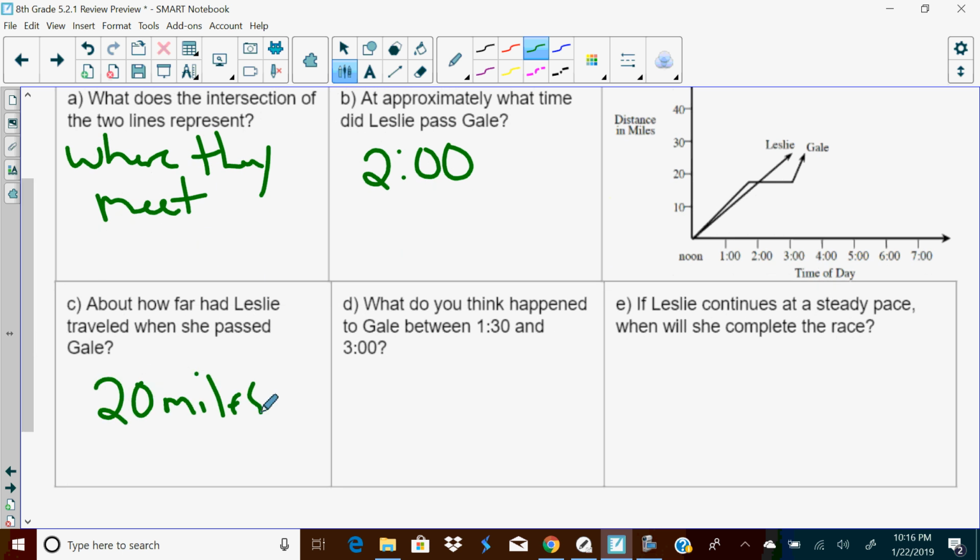You can see that like right here. This is where they meet. It's right about 2 o'clock. It's about 20 miles, maybe a little less. What do you think happened? I said that she stopped and took a break.